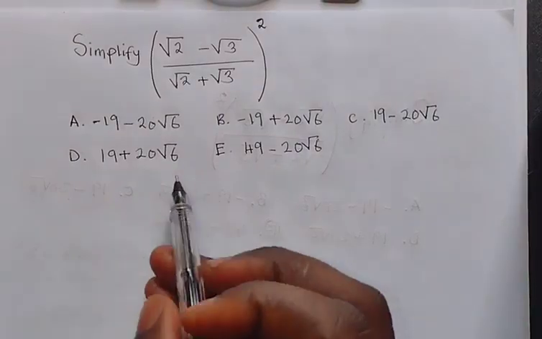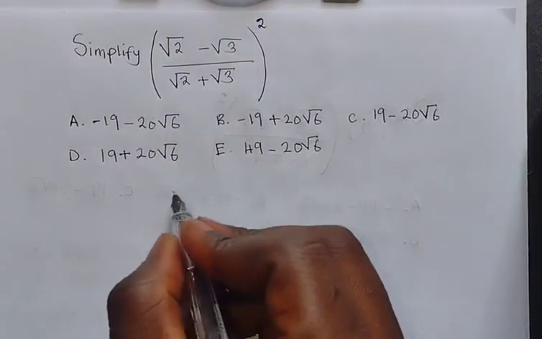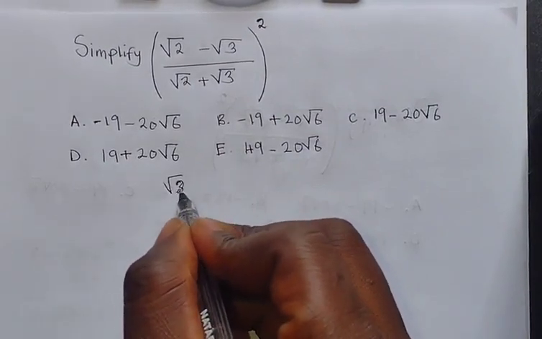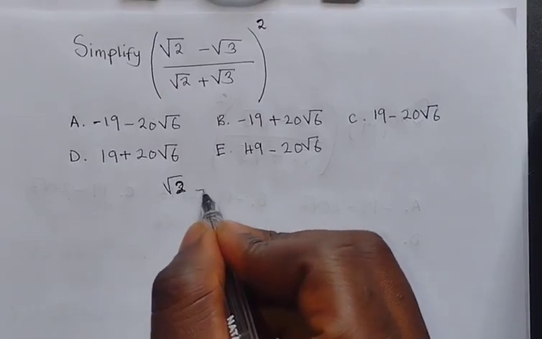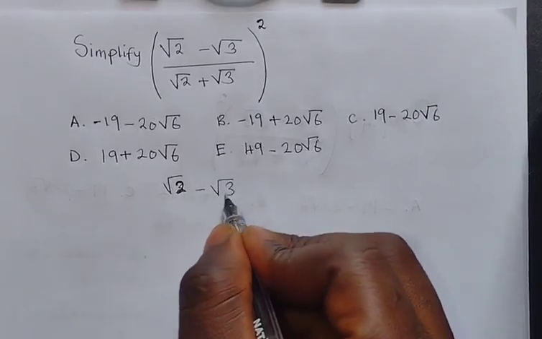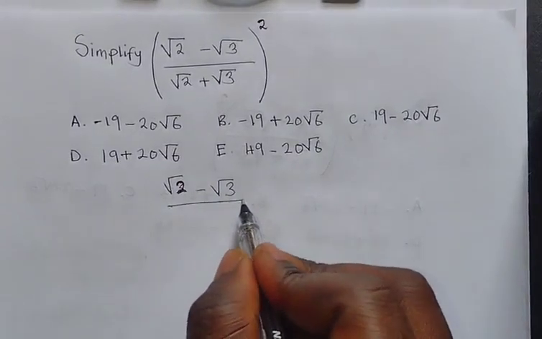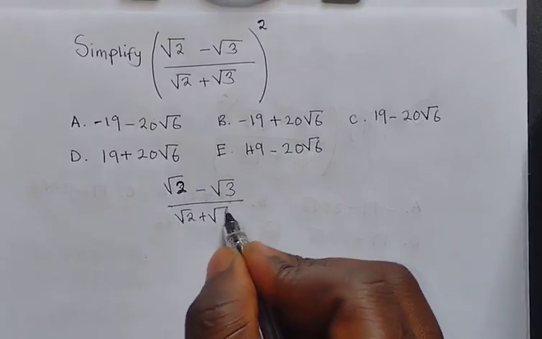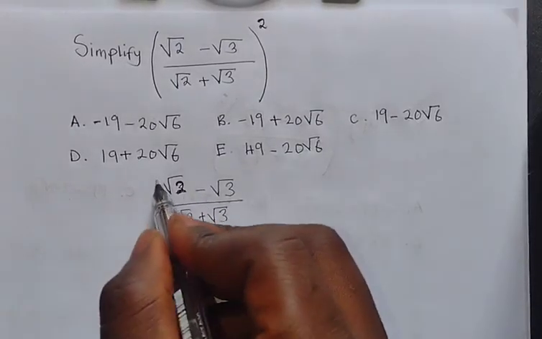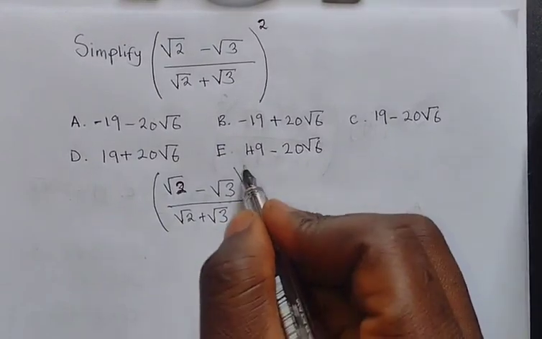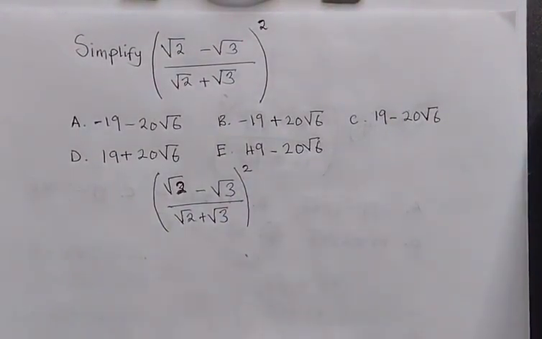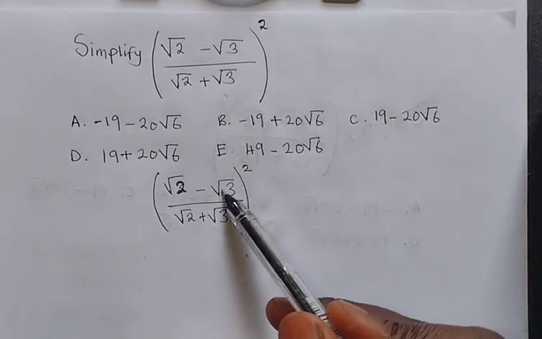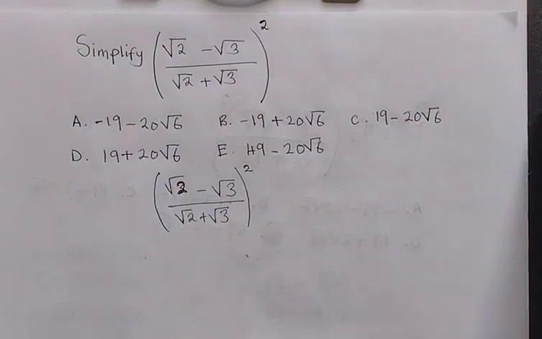So first thing, we are going to write our question that we have. So our question we have the root of 2, take away the root of 3, divided by the root of 2 plus the root of 3 in brackets squared. So this means that the square is affecting both the numerator and the denominator.